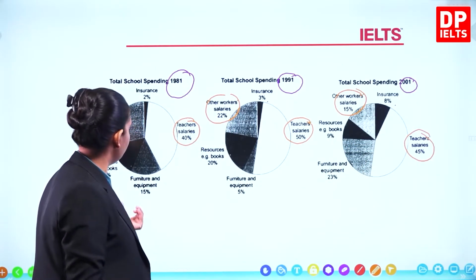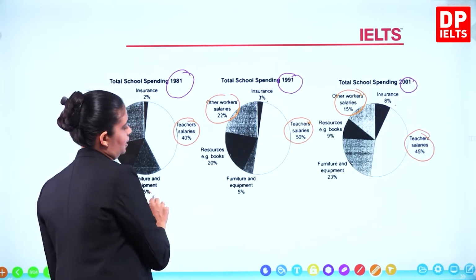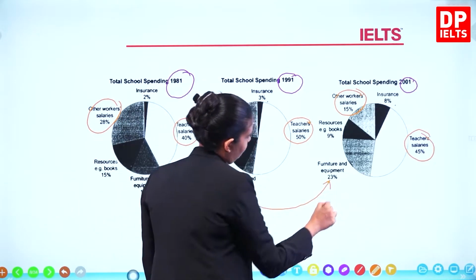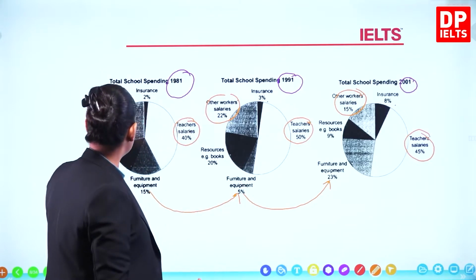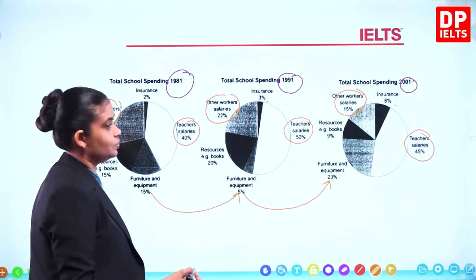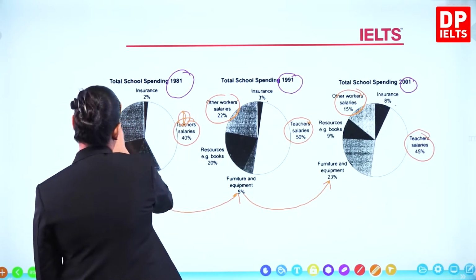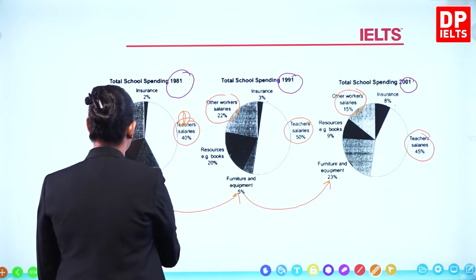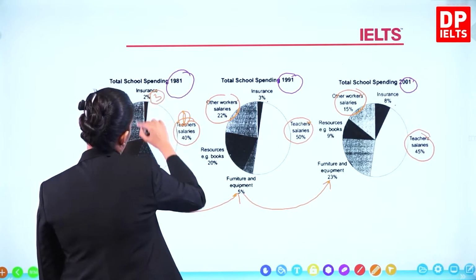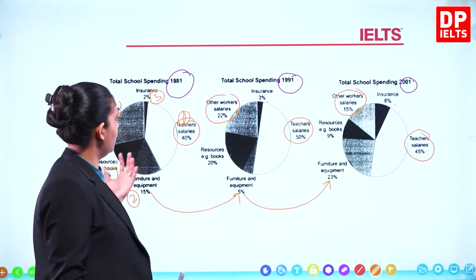And then the next paragraph, you could talk about furniture and equipment, how it was 15%, and then it dropped to 5%, and then again increased to 23%. Whereas resources and books have declined, insurance had a gradual increase. So I would put these two into one para, and I would put these two into the next para, and I would put this into a third para, if that's what you want to do in terms of the items.